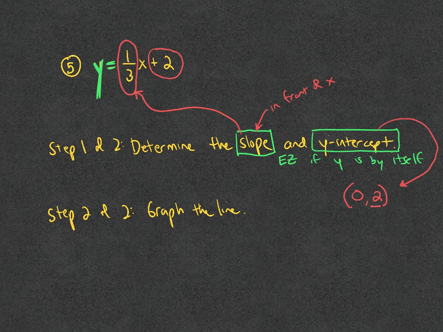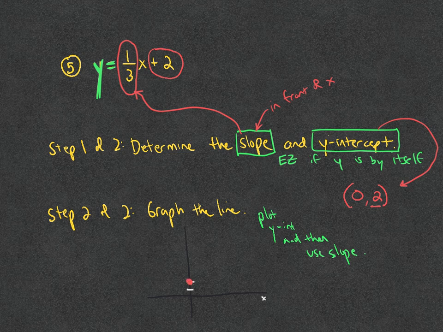And then graphing the line, we're just going to plot the y-intercept. And then use the slope. So 0, 2, if we go ahead and plot that, 0 on the x-axis, so not going left or right at all. And on the y-axis, we're going up 2. So our 0, 2 is right there.